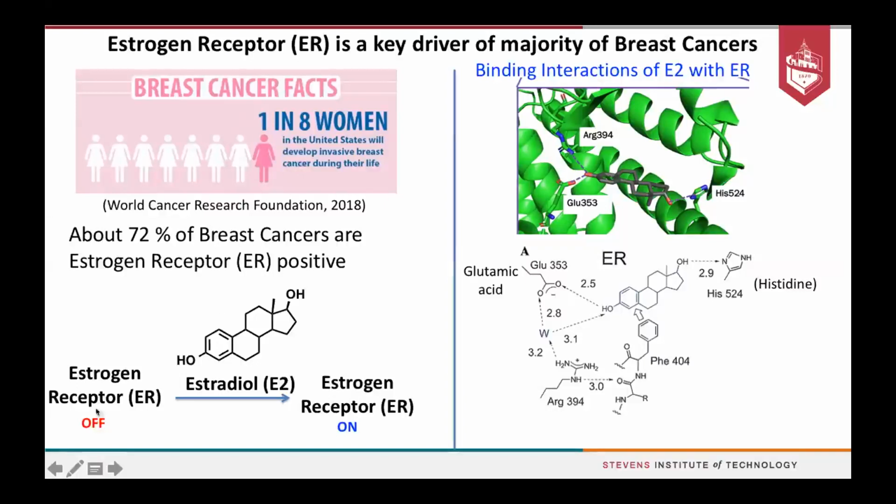So the ER is normally in the off state, and it needs a hormone to go from the off to the on state. And so the chemical structure of the hormone is shown here. This is estradiol, also known as E2. As shown in the structure here, the hormone binds to the ER via forming hydrogen bonds to the polypeptide chain of ER. So shown here is the polypeptide chain of ER, and the hydrogen bonds are also shown more clearly in the lower structure here. You will see that the hormone uses two hydroxy groups in its chemical structure to form these hydrogen bonds.